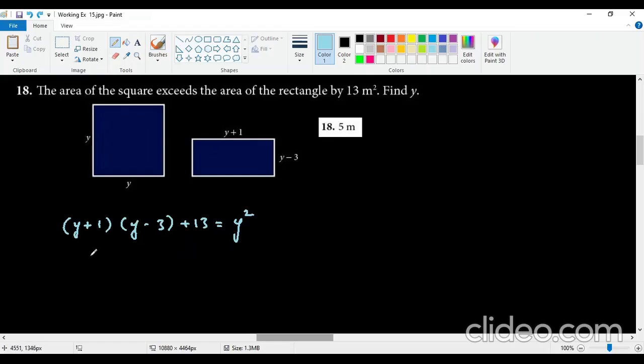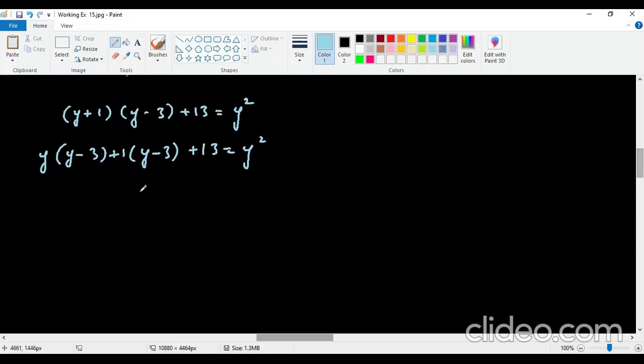Now, y minus 3 is multiplied two times. y square is bigger than the rectangle's area. That means I will multiply first by y and second by 1. So this is going to give us y square minus 3y plus y, and plus minus is a minus 3, and then comes plus 13 equals y square. So y square and y square are going to be cancelled.